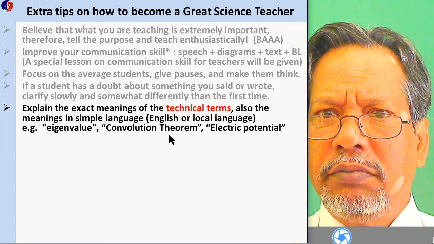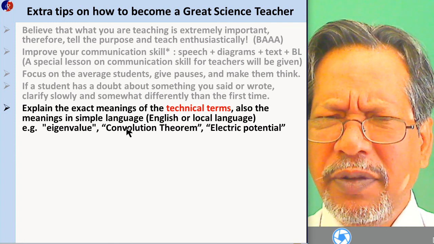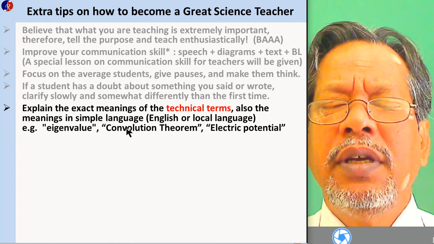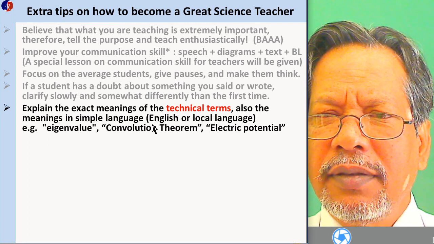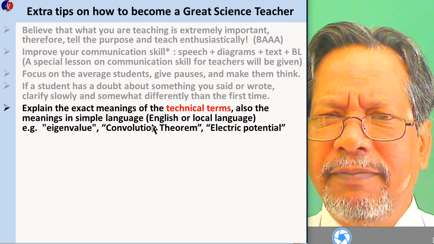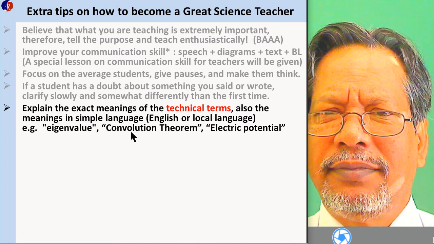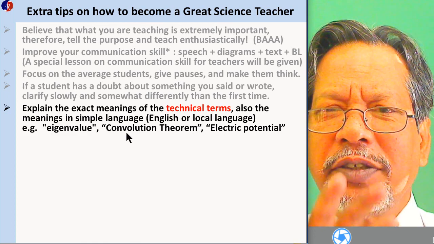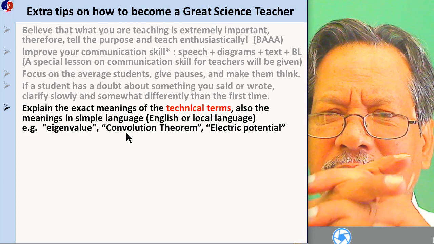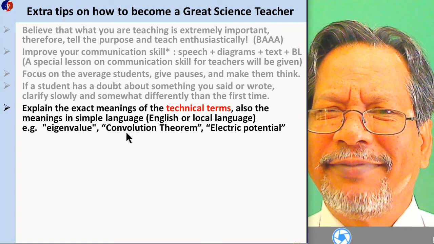Convolution theorem. Do they know the meaning of convolution, this word? Explain it in English, maybe in local language. What does that mean? Then they'll retain it. Complex. Not straightforward. Not straight. Convoluted. Crooked. Complex.